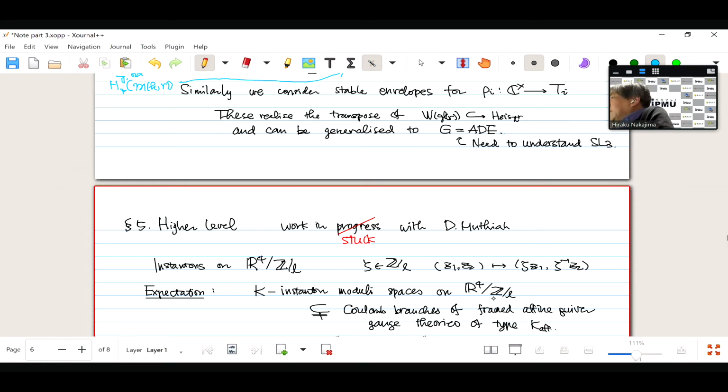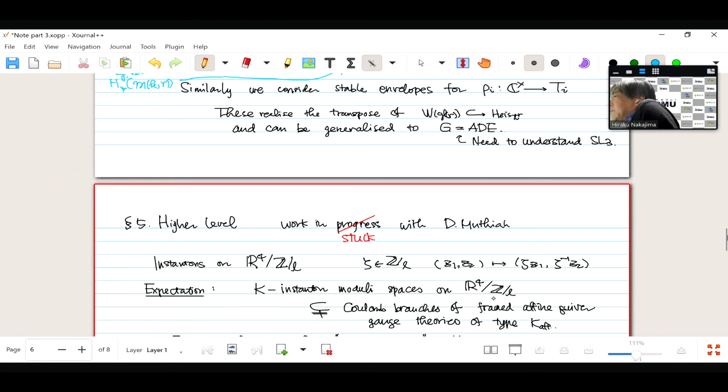So we consider the higher level case. This is a work in progress with Nakajima. But unfortunately, maybe we are stuck at some point. I mean, we believe that we almost have a proof, but somehow we are lazy to finish the paper. So I hope this is not an actual mathematical problem, but somehow we cannot proceed recently.